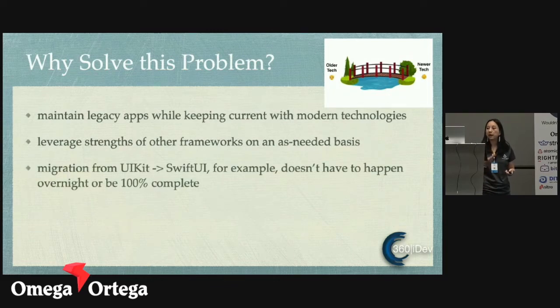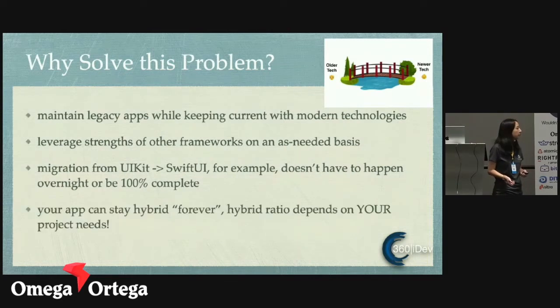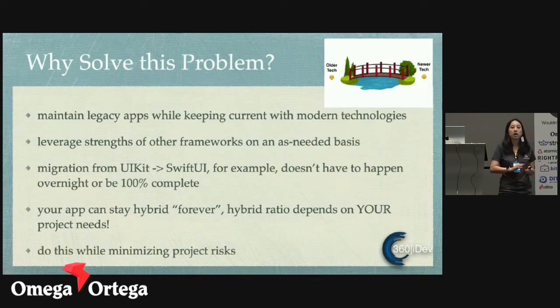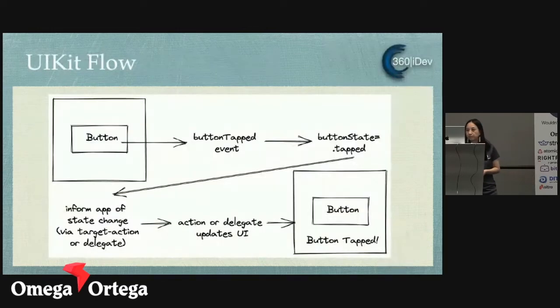And if you are migrating from UIKit to SwiftUI, for example, you don't have to do it all overnight, and it doesn't even have to be 100% complete. And in fact, if you want, your app can stay hybrid forever, and the hybrid ratio will just depend on your particular project needs. And you can do all this while minimizing your project risks.